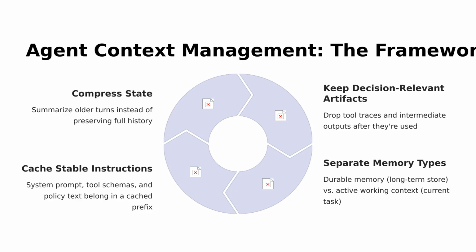This framework is about keeping an agent's context lean and useful. Instead of carrying the full conversation, we compress older turns into summaries. We keep only the artifacts that matter for decisions and discard tool traces or intermediate outputs once they've served their purpose. We also separate long-term memory from the active working context and cache-stable instructions like system prompts, tool schemas, and policy text in a reusable prefix.